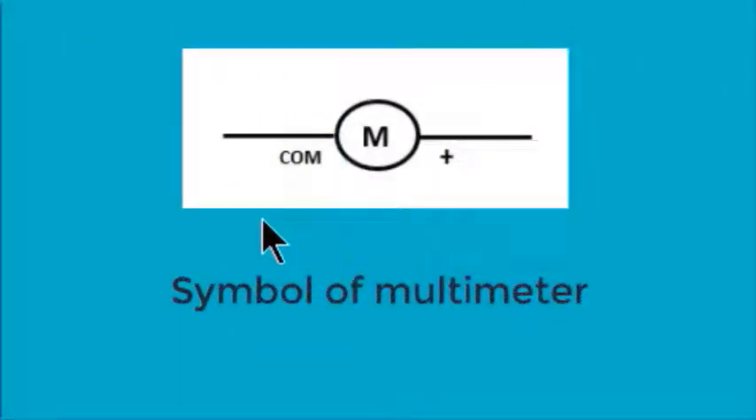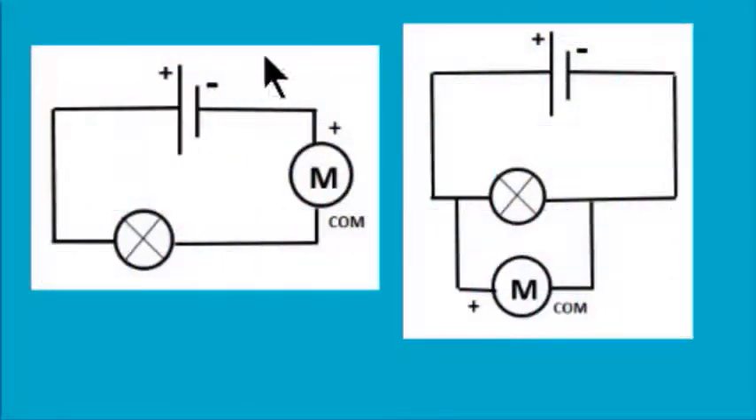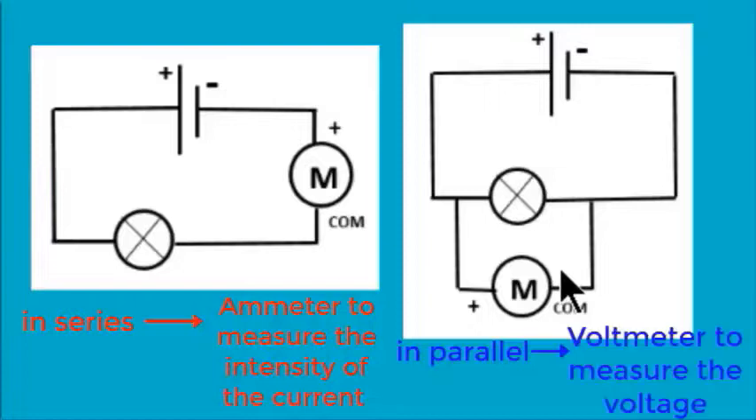This is the symbol of the multimeter. In this electric circuit, the multimeter is connected in series, so it is connected as an ammeter, while in this electric circuit, the multimeter is connected in parallel, so it acts as a voltmeter to measure the voltage of this lamp.